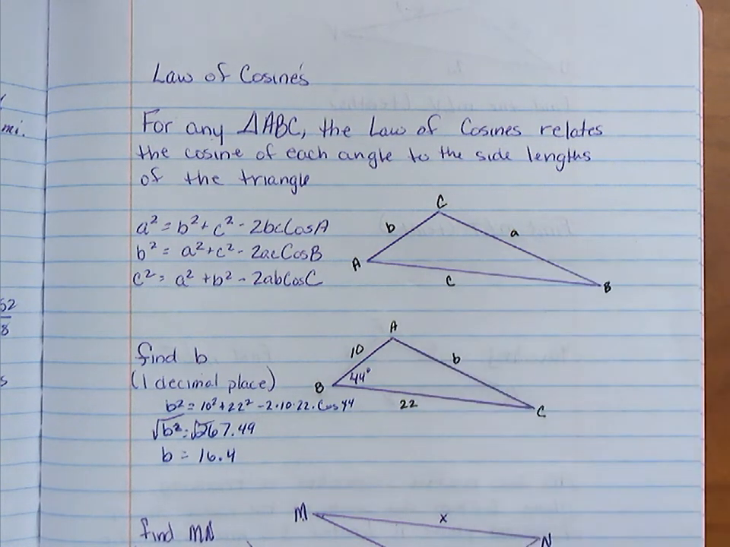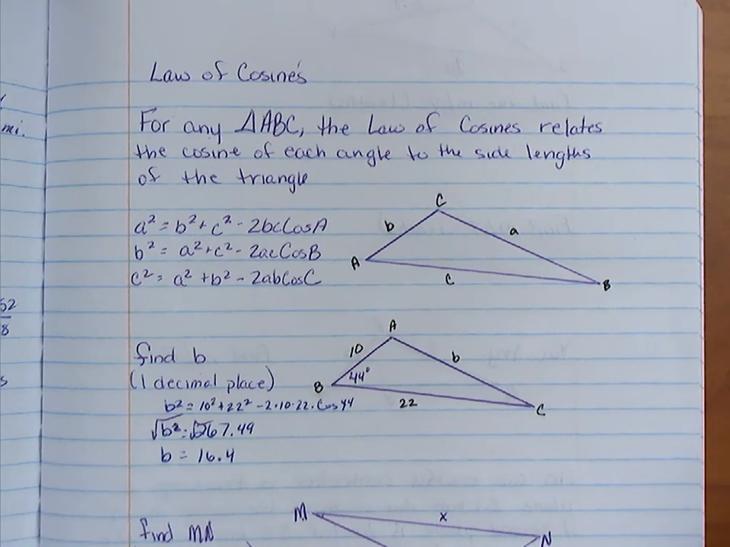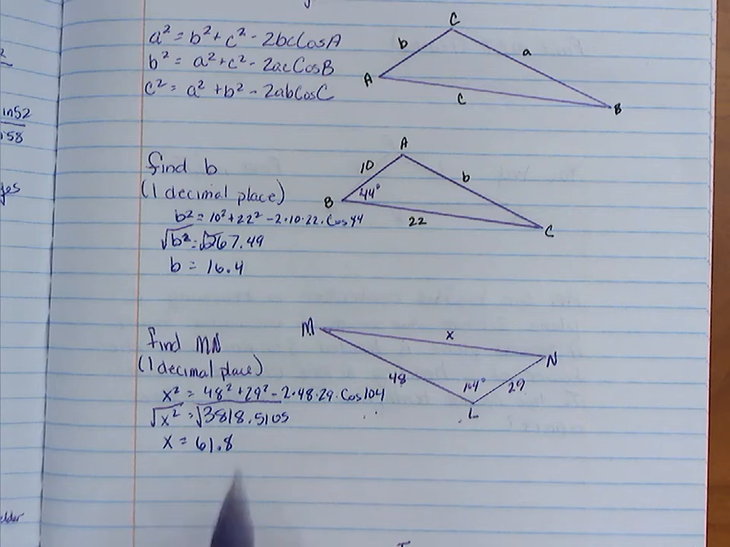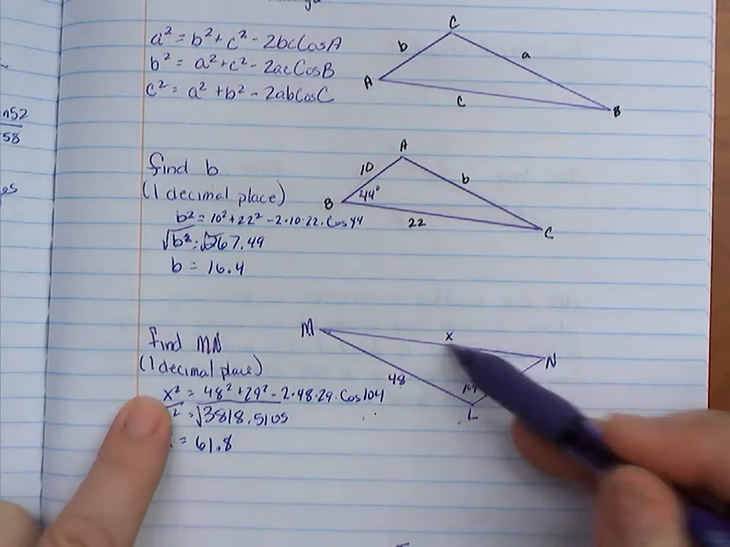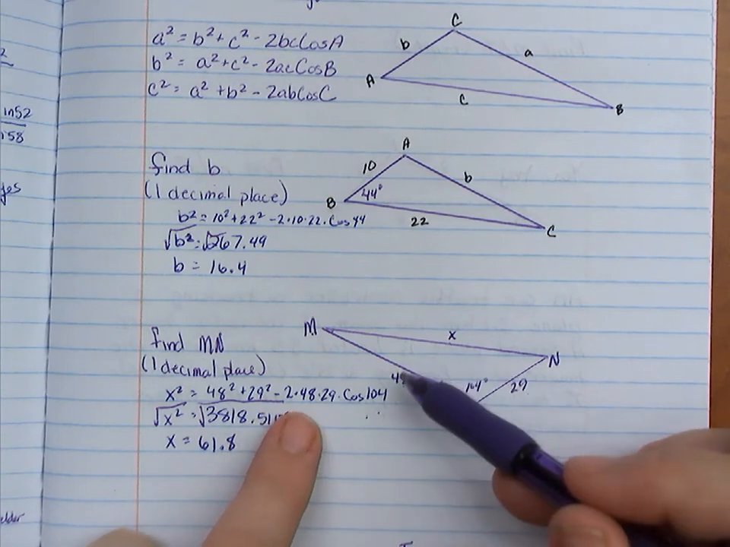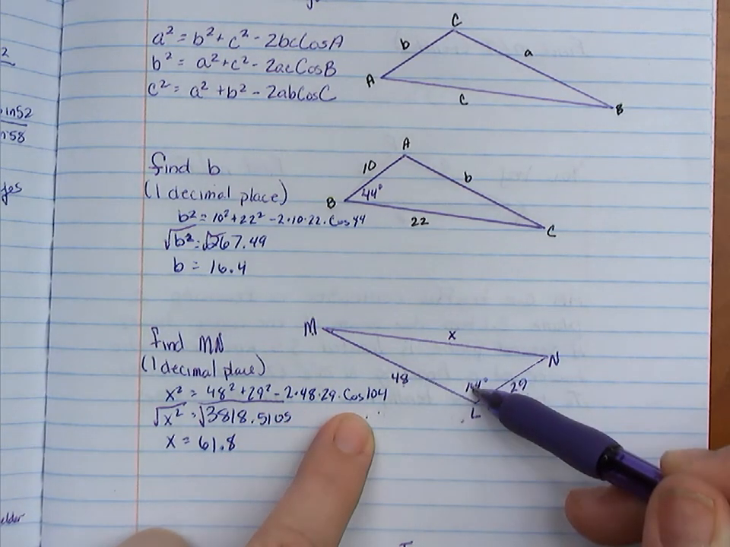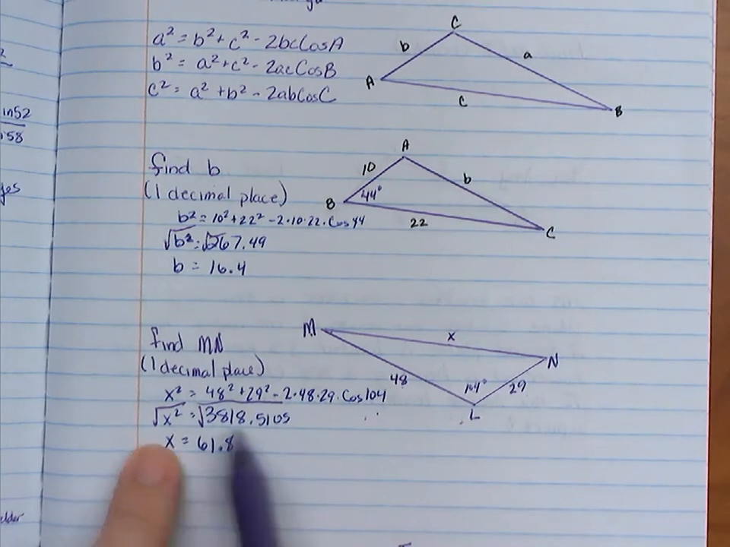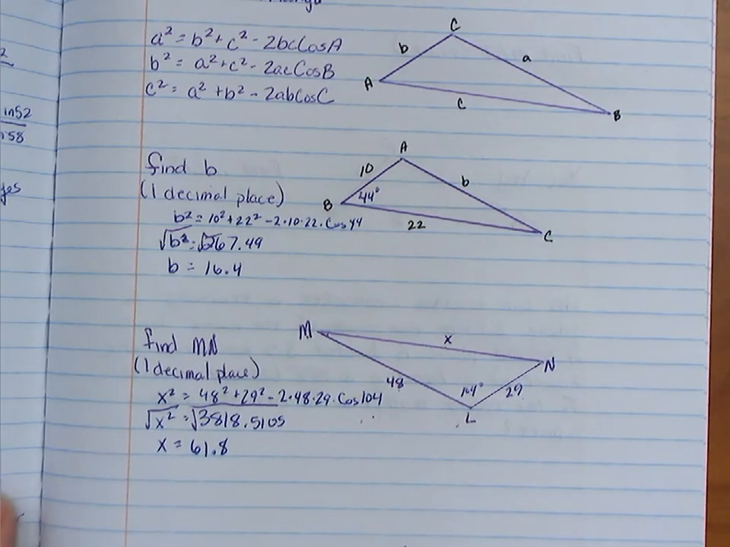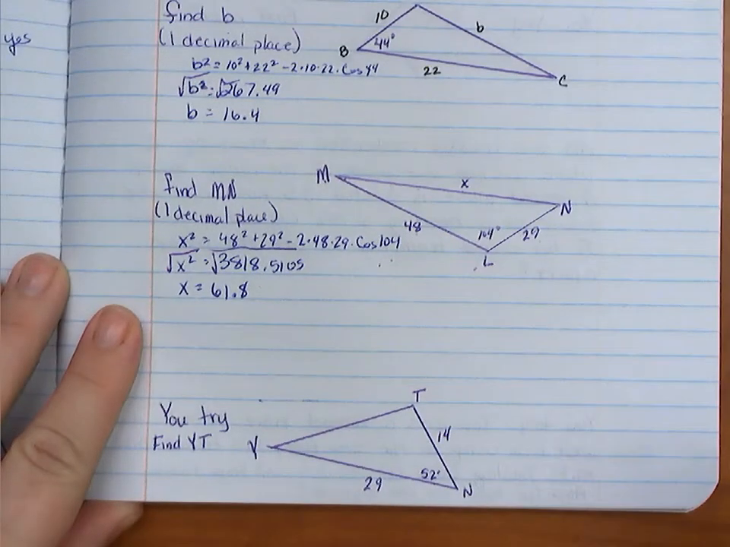Okay, now I would like you to try. I'm sorry, you didn't even see any of that work. So I put all these numbers in. So x squared equals 48 squared plus 29 squared minus 2 times this times this times the cosine of that. It gives me x squared equals this number, and then x is equal to this once I take the square root. Okay, now I'd like you to try. Do that one.